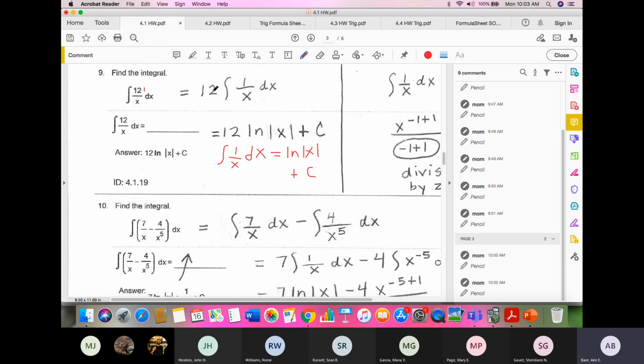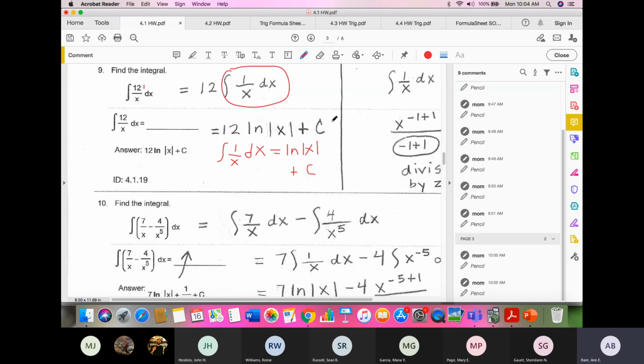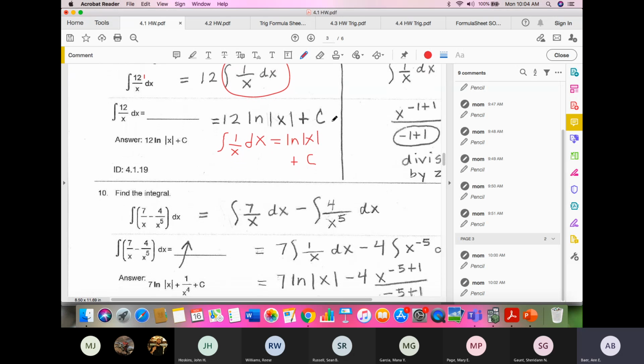That means when we bring that 12 out in front here, we have the integral of 1 over x dx. And so that's equal to the 12. You write it down again. This integral right here is equal to the ln of absolute value of x plus the constant of integration. And we always just add the constant of integration on at the very end. Any questions on number 9?